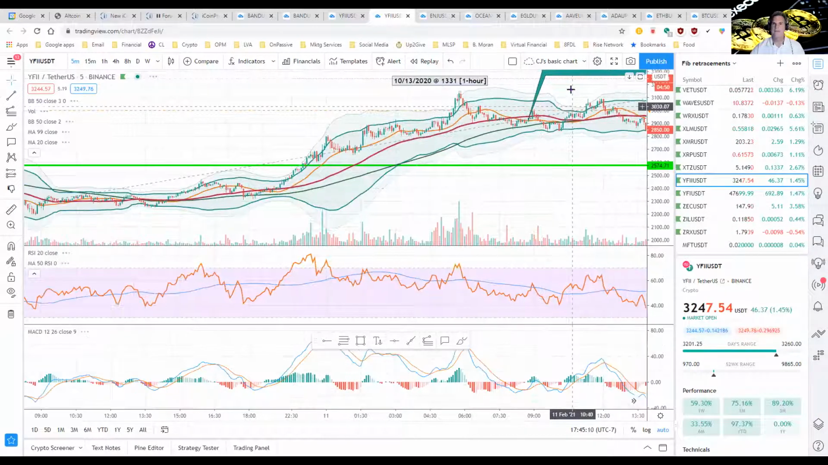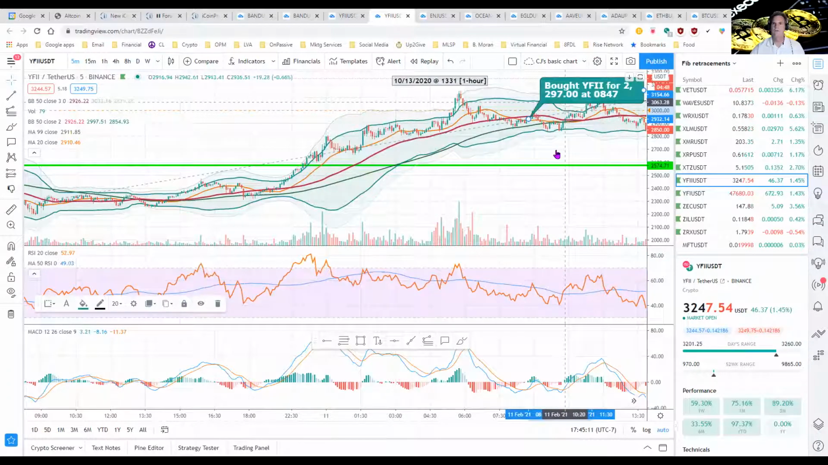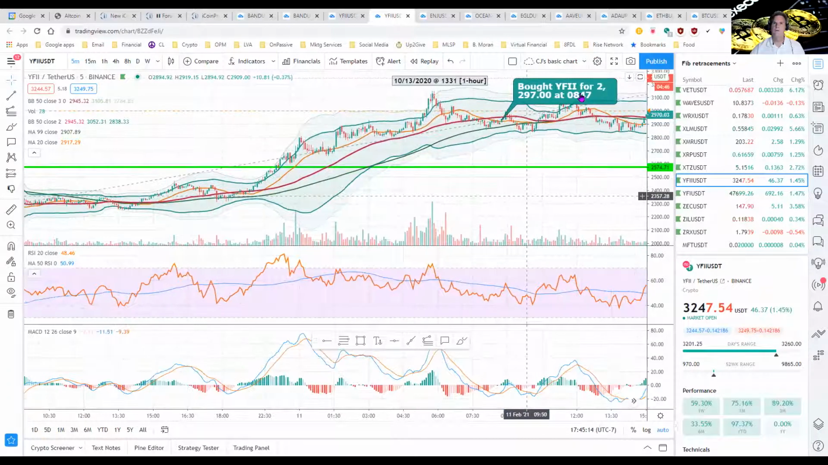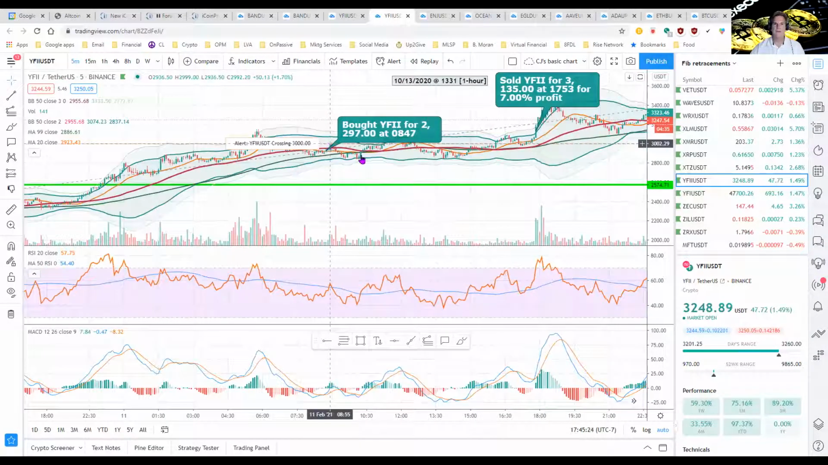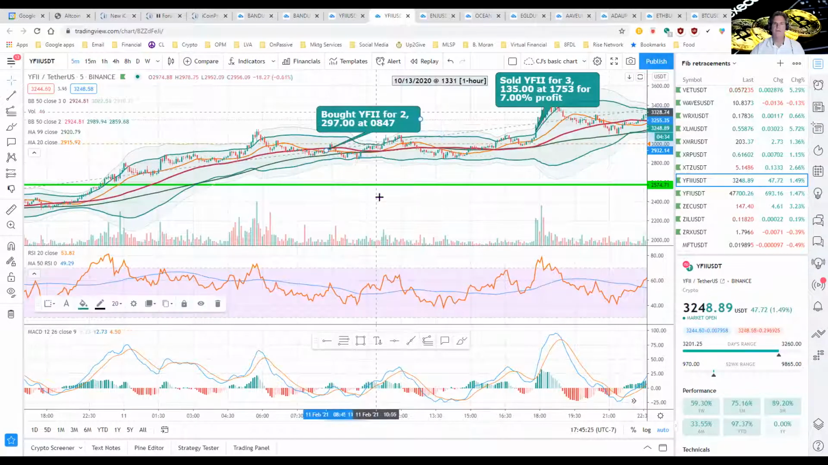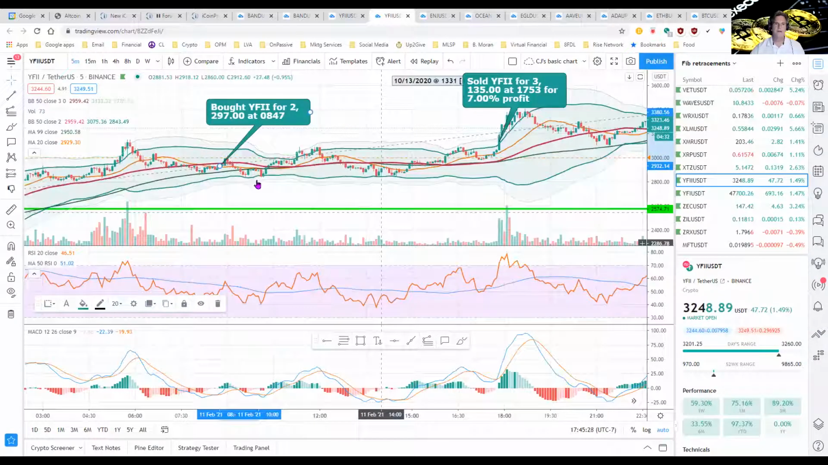So I get in at 8:47 a.m. for $2,297. And then I kind of get a ride on this coin, goes down. Make this bigger. It comes up. I actually check on this around noon. I'm thinking of getting out here.